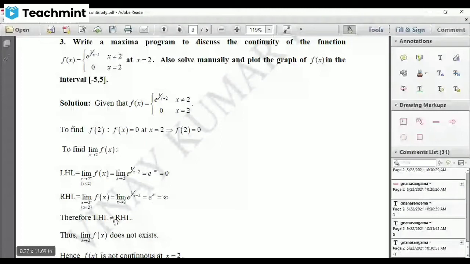So left hand side is not equal to right hand side. Therefore, limit does not exist. Hence, it is not continuous.